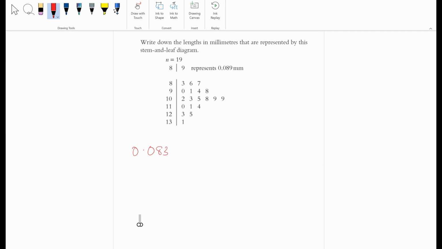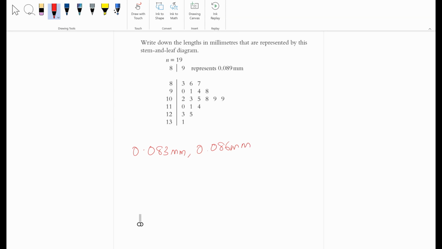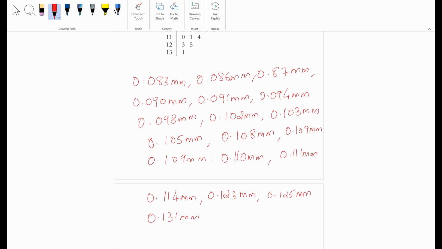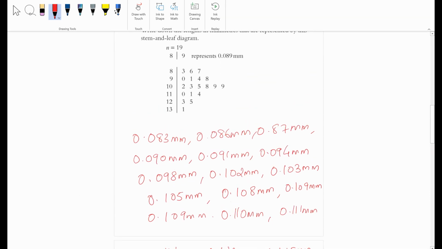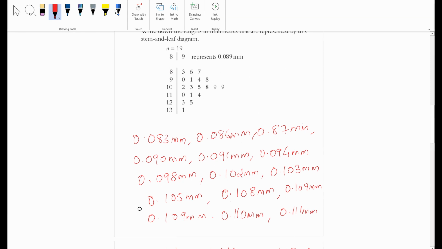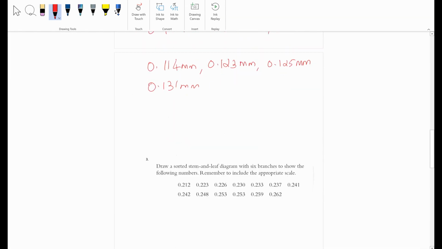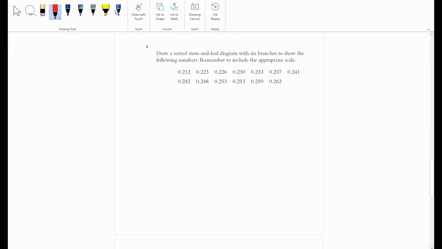So the question is, write down the lengths in millimeters. So 0.083 mm, 0.086 mm, 0.87 mm. So this is the final answer, where you need to list down all the values shown in the stem and leaf diagram. So let's move to the next question.